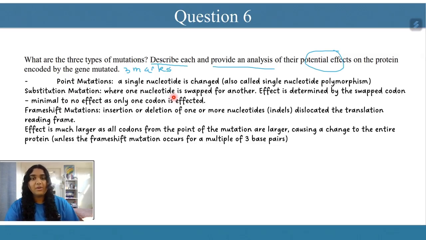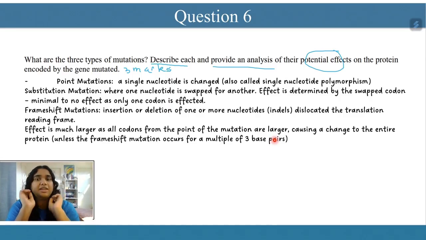However, with frameshift mutations, and there are 2 types of frameshift mutations here, they can be insertion, so a base pair could be put in, or a base pair could be deleted, which is a deletion mutation, of one or more nucleotides dislocating the translation reading frame. This effect is much larger as all codons from the point of the mutation are affected, causing the change to the entire protein unless the frameshift mutation occurs for a multiple of 3 base pairs.